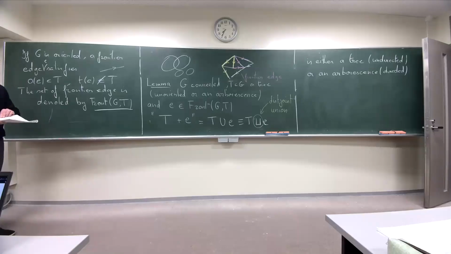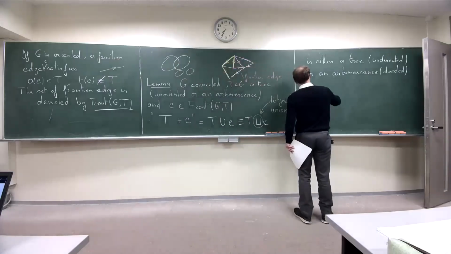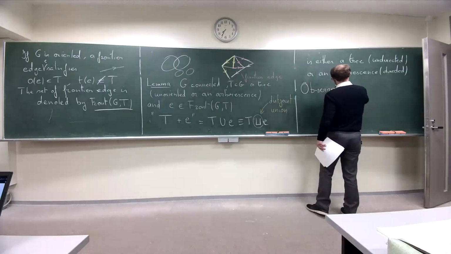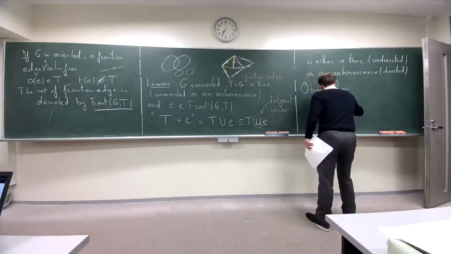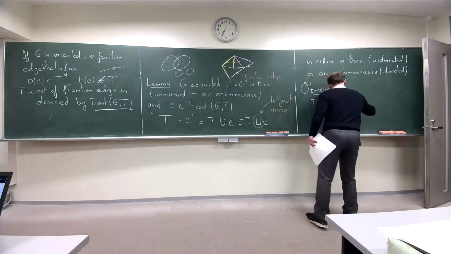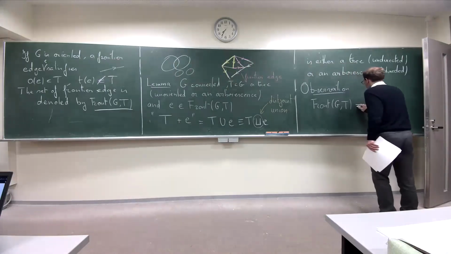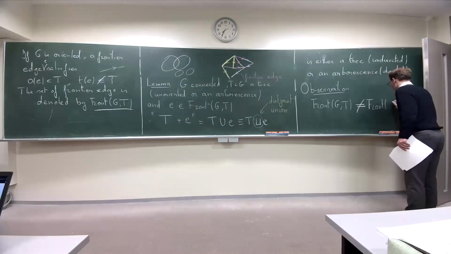But of course, I want to do something better. Just an observation, which is a trivial observation, but don't make this mistake. Front of G,T, this initial set, is usually not equal to the new one. Front of G and T union e, no, it's always different.